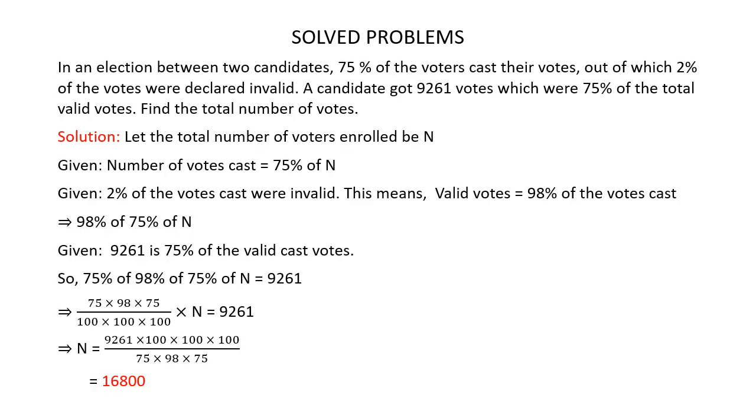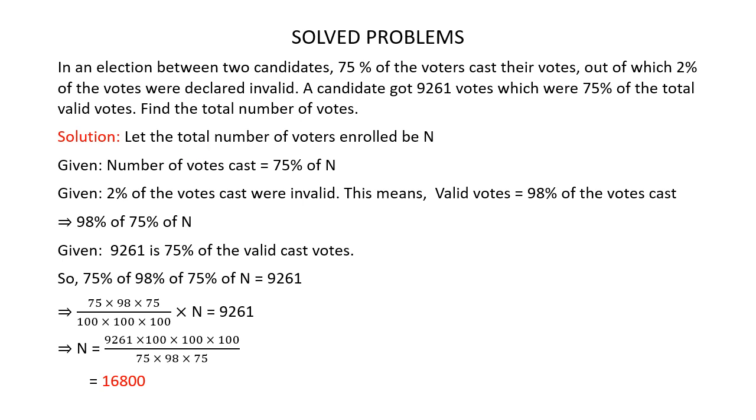In an election between two candidates, 75% of the voters cast their vote, out of which 2% of the votes were declared invalid. A candidate got 9,261 votes, which was 75% of the total valid votes. Find the total number of votes. So we are asked to find the total number of votes.